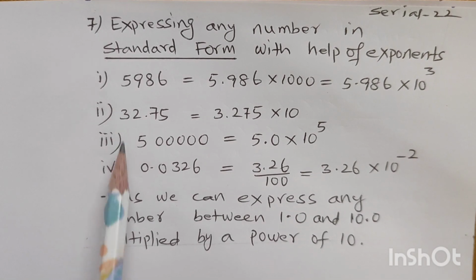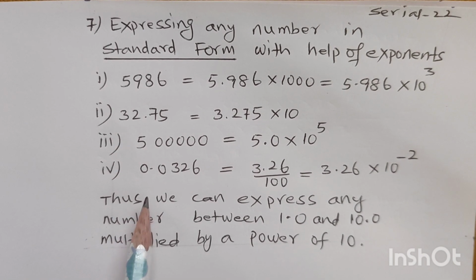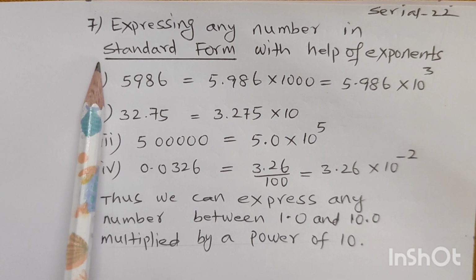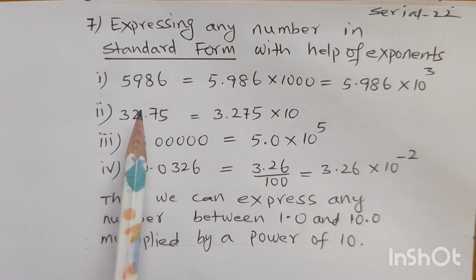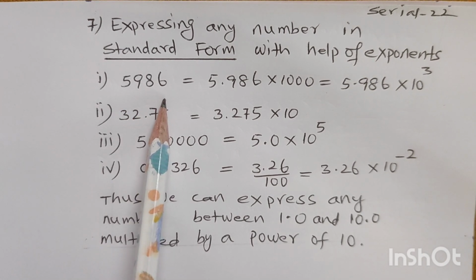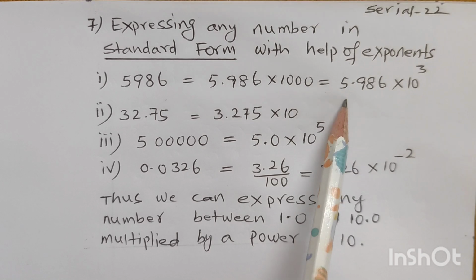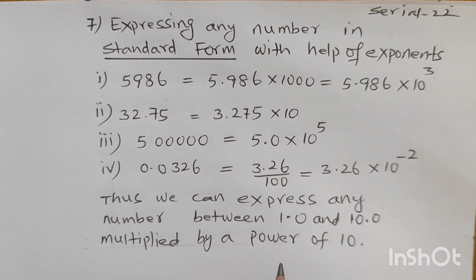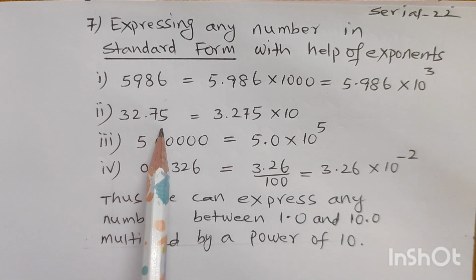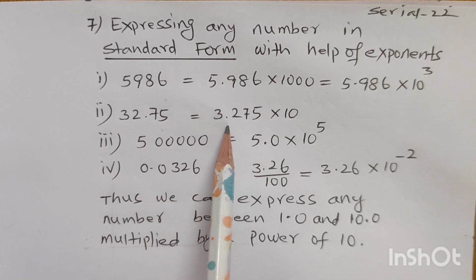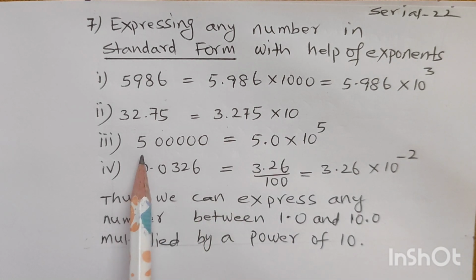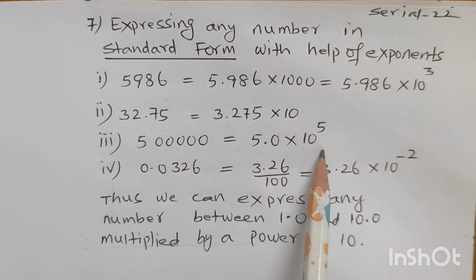Now this is an application of exponents: expressing any number in standard form with the help of exponents. Now 5986 can be written as 5.986 multiplied by 10 raised to the power 3. 32.75 can be written like 3.275 into 10. 5 lakh can be written as 5.0 into 10 to the power 5.